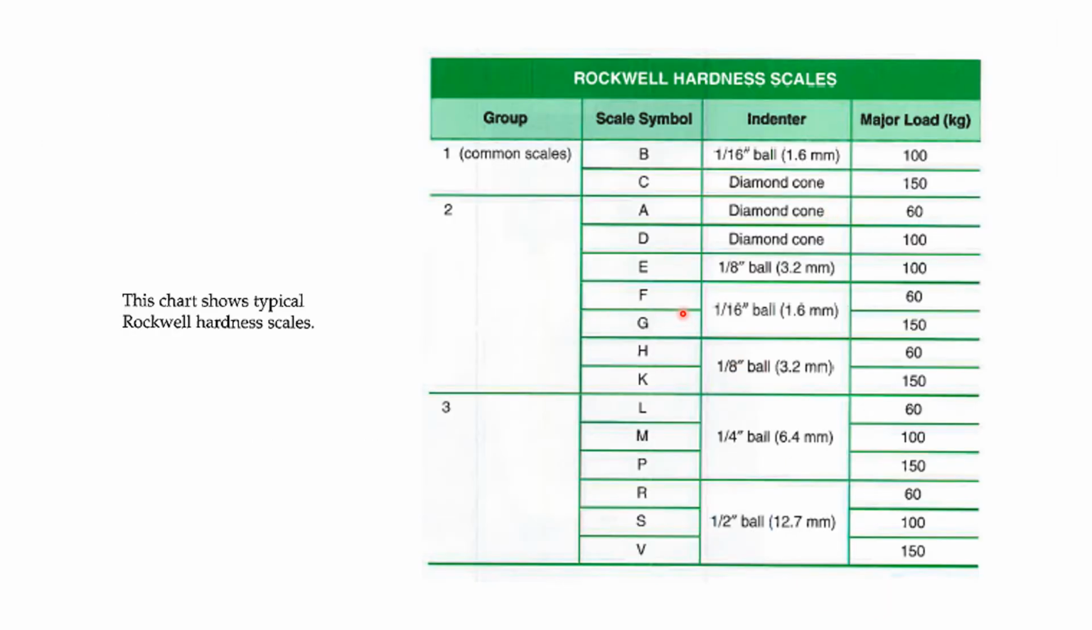And here's a table. This is just showing you the typical scales. So we have B, C, A, all the way to S and B. They're not in order, okay? But just pay attention to that. So we have the common scales, B and C, and then we have group 2 from here to there, and then group 3 from here all the way down. And this is your indenter sizes, and then your loads. Okay, you can't go over all of these specifications. It won't work. So you have to strictly follow the specification for the Rockwell hardness scales.